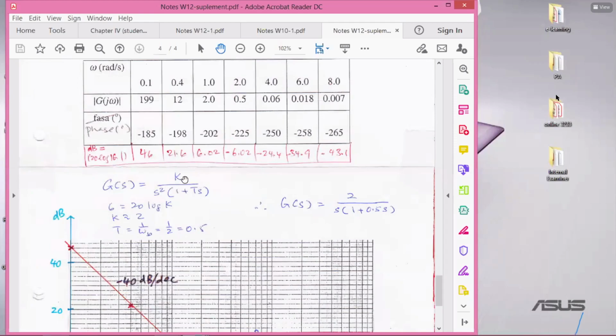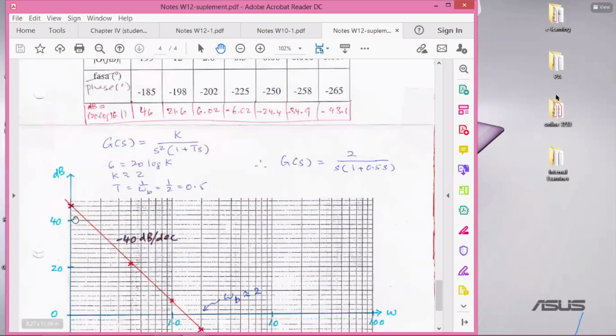All you have to do now is find the value of K and the value of this time constant. So K here is just that, 6 decibel. So the total curve is raised by 6 decibel. So 6 decibel is equal to 20 log K. So you have K is approximately equal to 2.